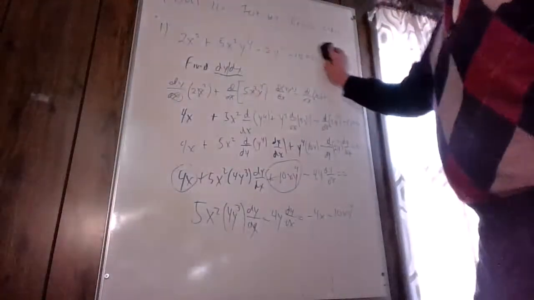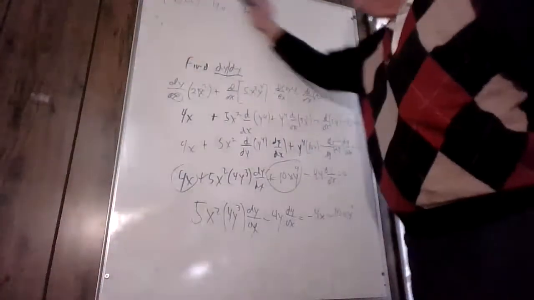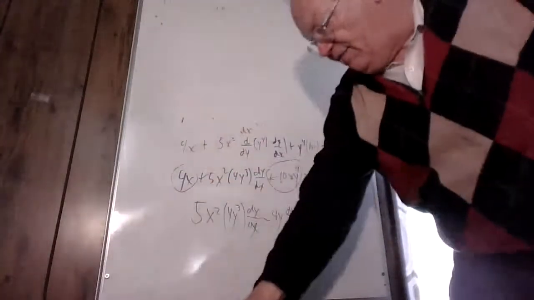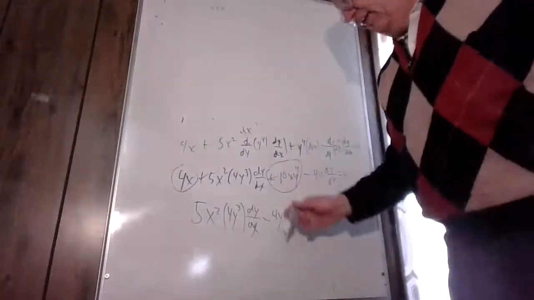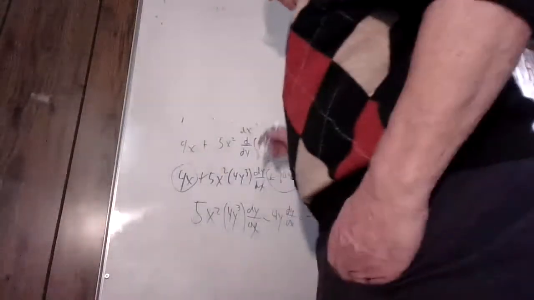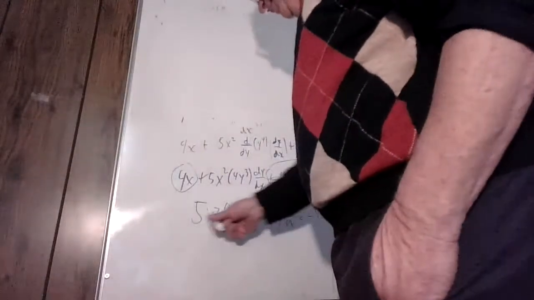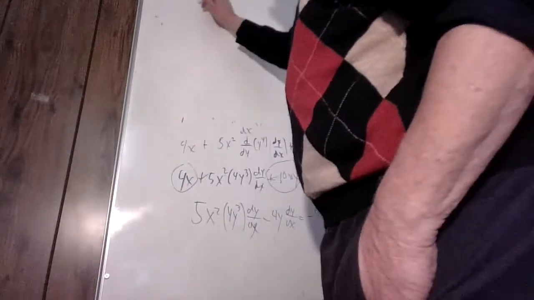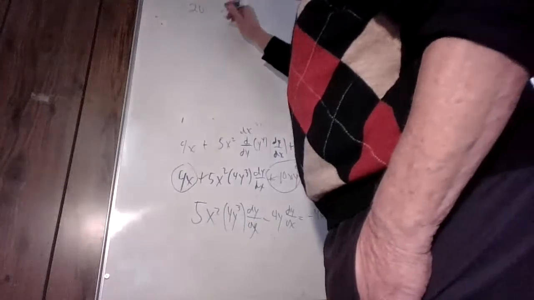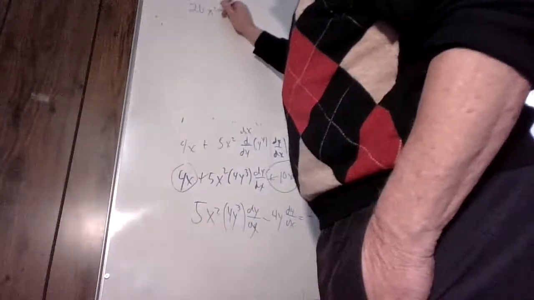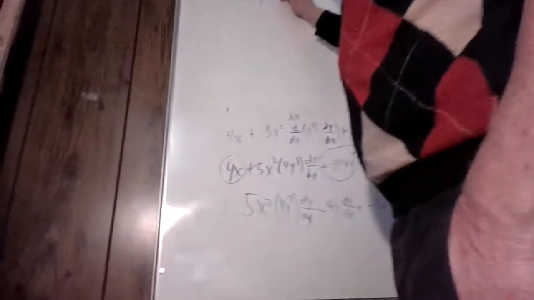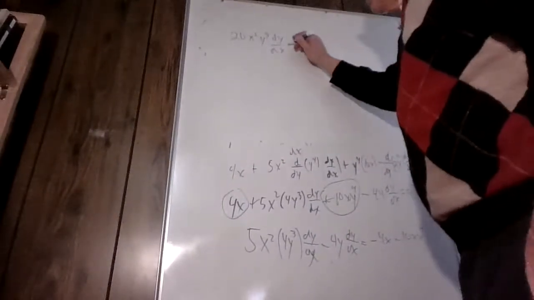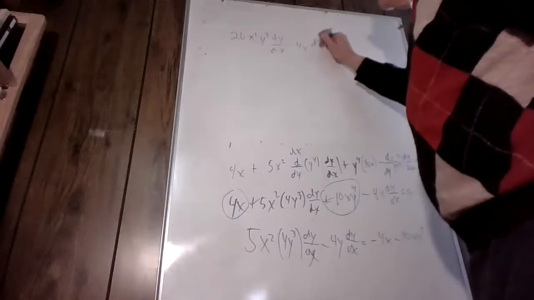So let's go back up here and take what we did down here and factor out. I will write it over again here. I'm going to multiply the 5 and 20 together. So I'm going to get 20 x squared y to the third dy/dx minus 4y dy/dx.